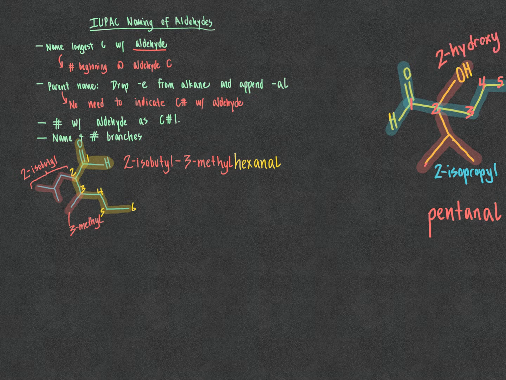Now plug those in alphabetical order before the name pentanal. We have isopropyl and hydroxy. H comes before I in the alphabet, so our 2-hydroxy is going to take priority here in listing out in the name. So 2-hydroxy-2-isopropylpentanal would be the complete IUPAC name for this molecule.